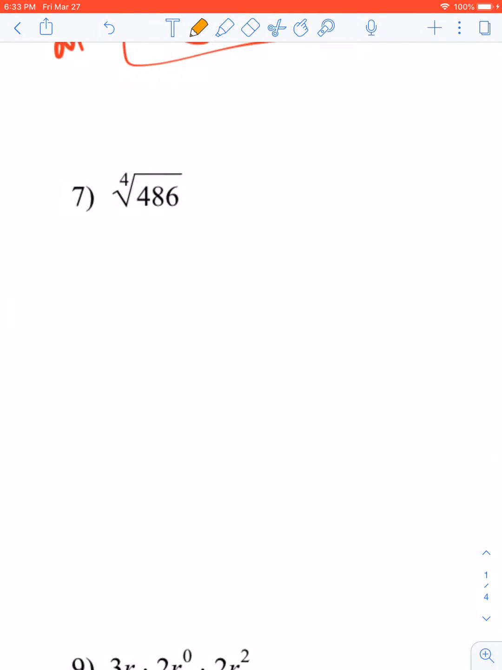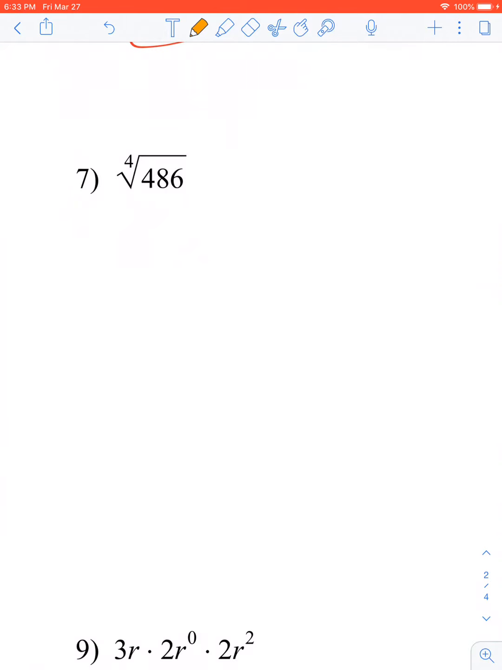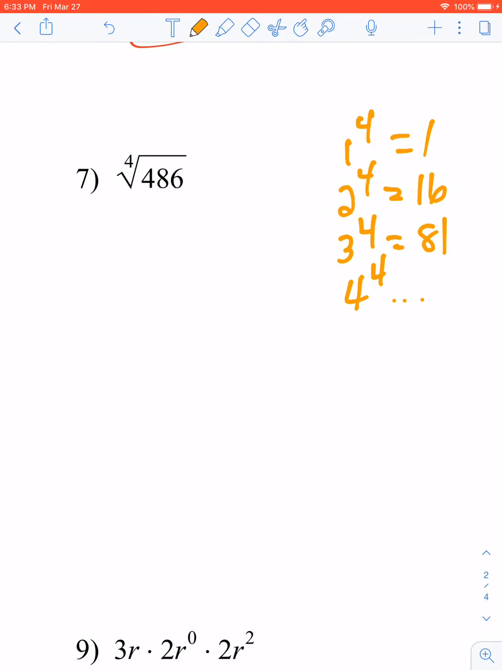Okay, the fourth root of 486. All right, you have to look at your perfect fourth roots. So we have 1 to the 4th is 1. We know that 2 to the 4th is 16. We know that 3 to the 4th is 81. We know 4 to the 4th is, okay, so you're getting the idea. You're going to need to do the calculator work to divide them.